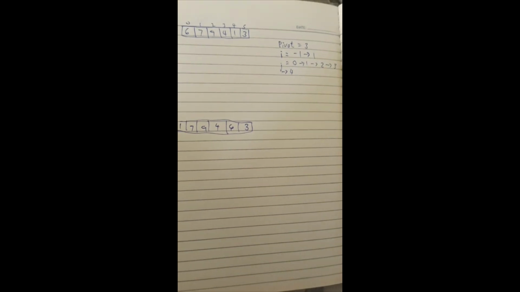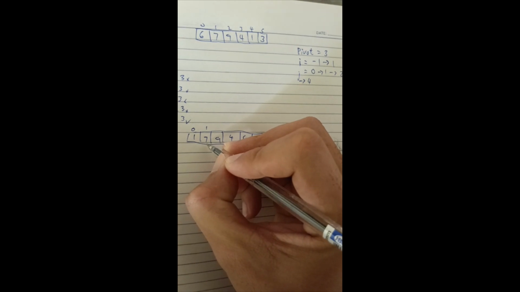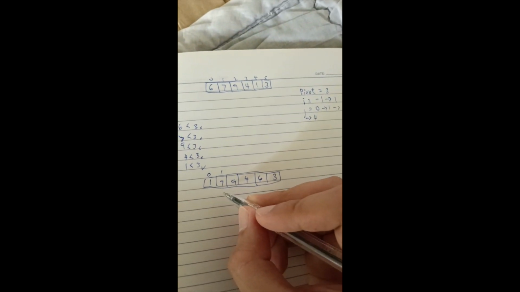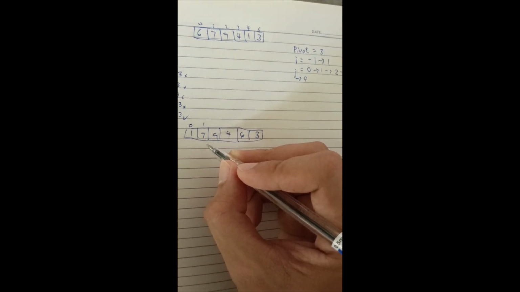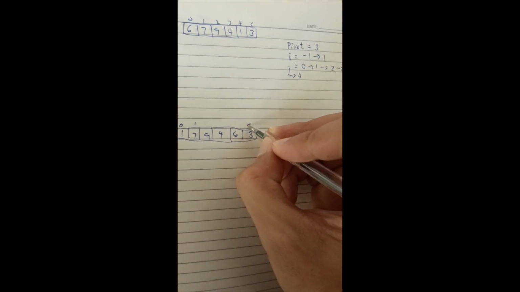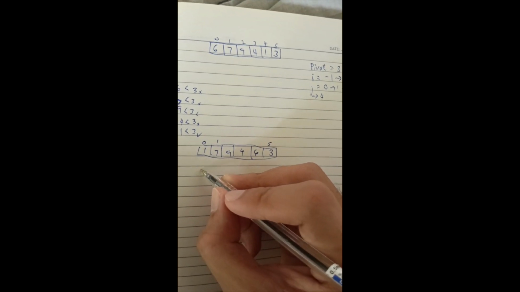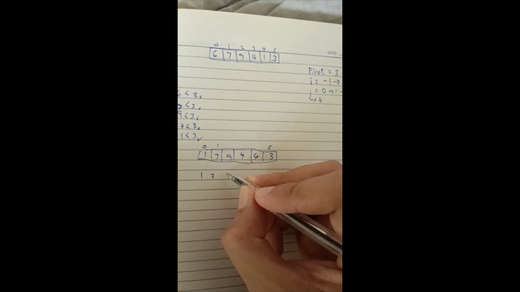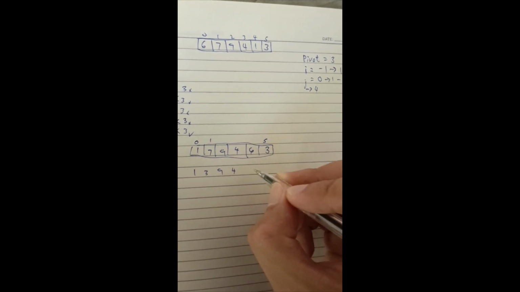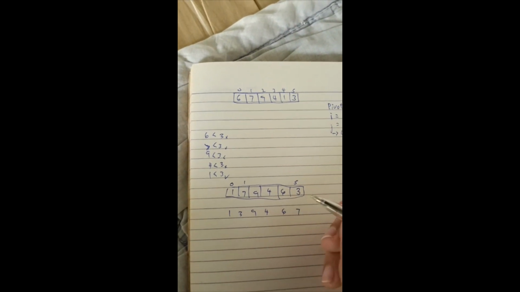After the loop ends, we swap our pivot with array[i + 1]. i + 1 is here, 7. And we swap array index 1 with array index 5. So we will swap 3 and 7. So our array will become 1, 3, 9, 4, 6, and 7.